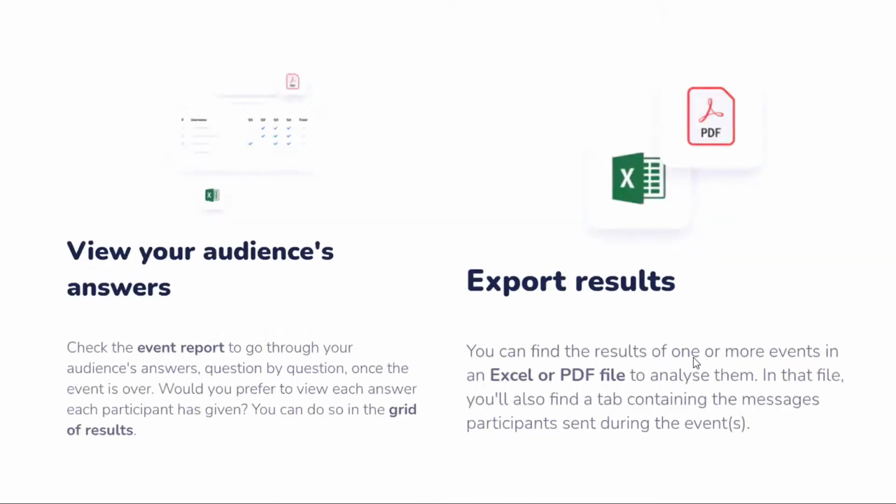And after that, in a report, our audience's answers are available in Excel format and PDF format also. At that time we have to click on event report to see our audience's answers question by question. Once the event is over, you can see each participant's given answer. You can also see the grid of results.